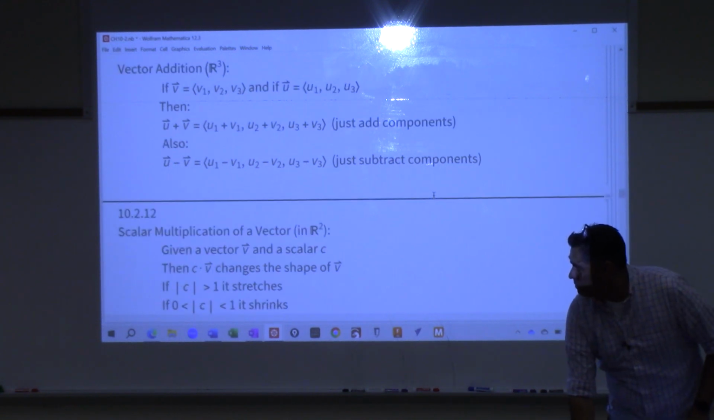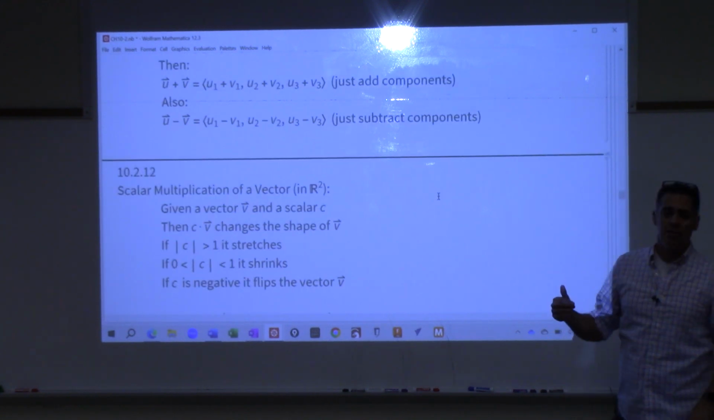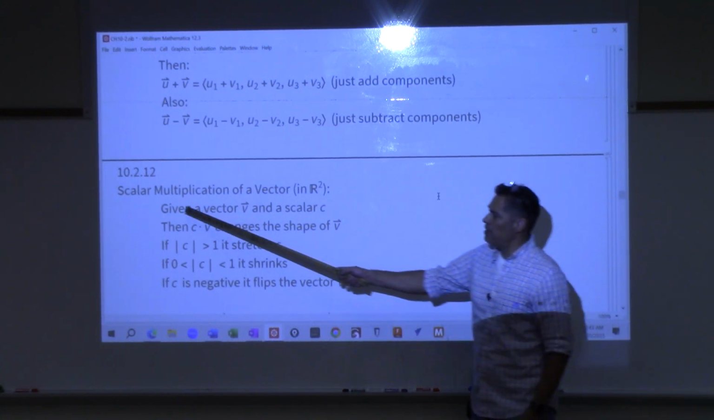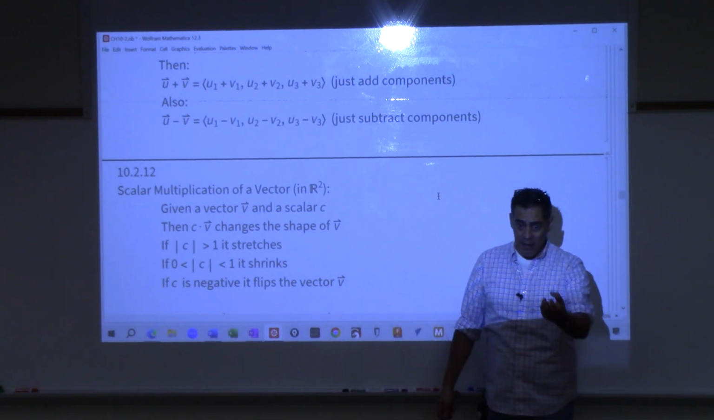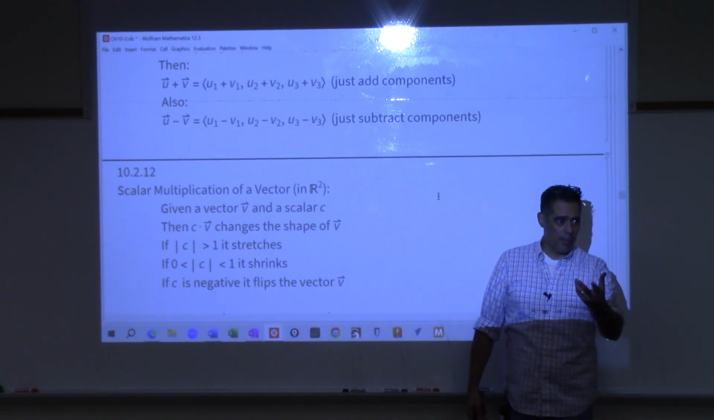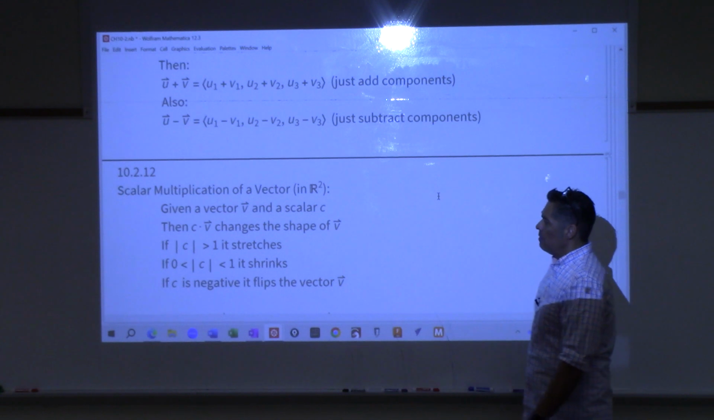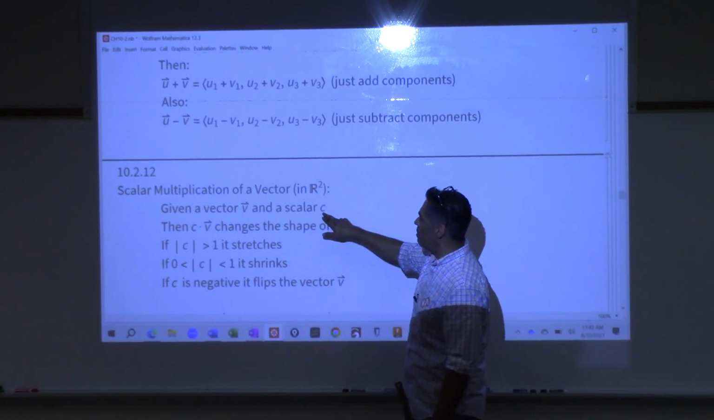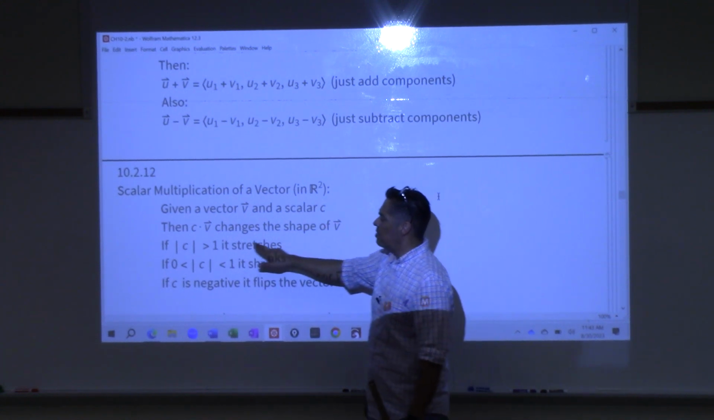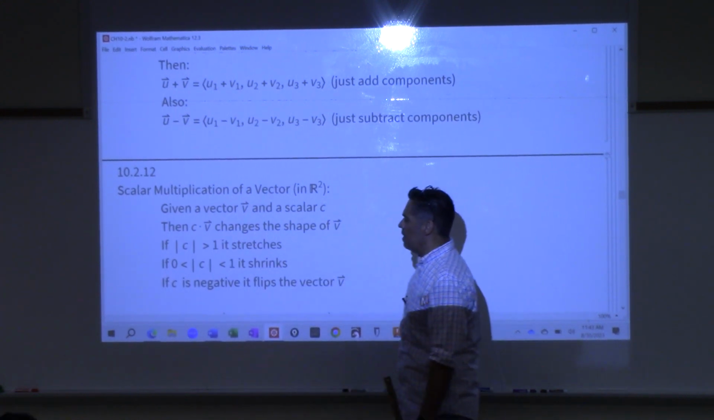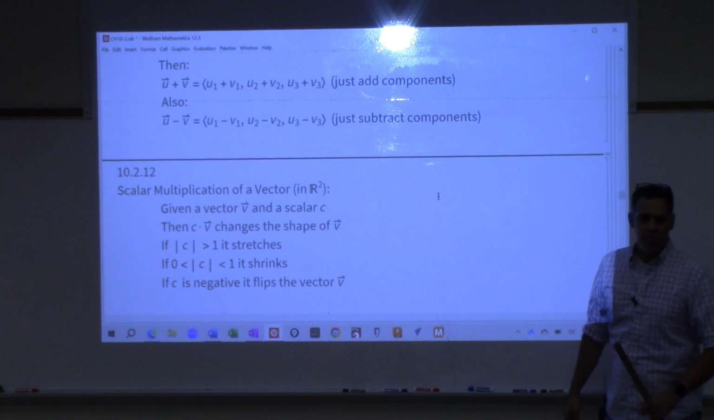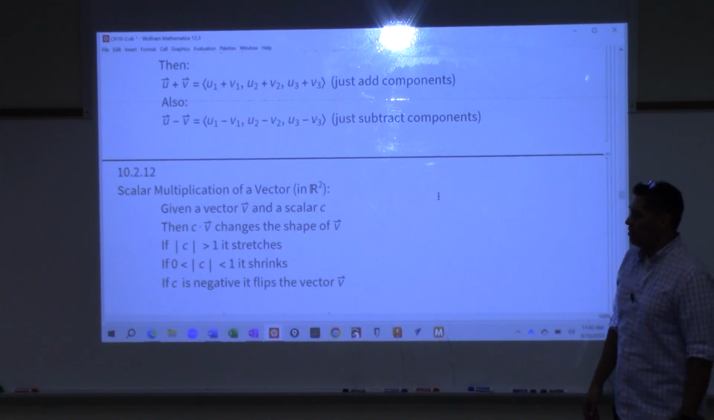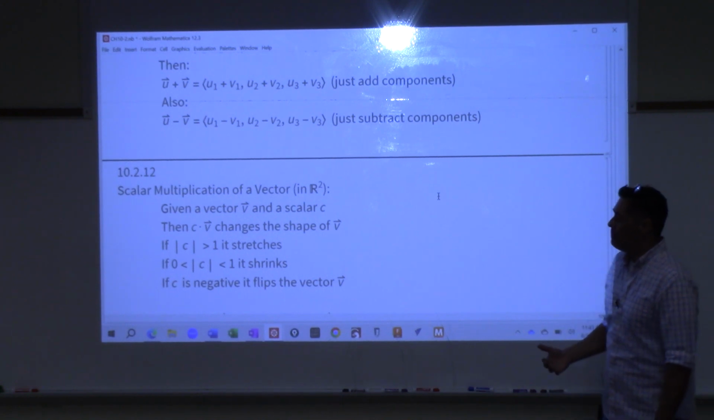Scalar multiplication. What happens if you take a vector and you multiply it by a number? When we see the word scalar in this class, scalar means a number, like a real number, constant. So let's say we're given some vector v and some scalar value c, and we're asked to multiply c times v. How does it change the actual shape of the vector?